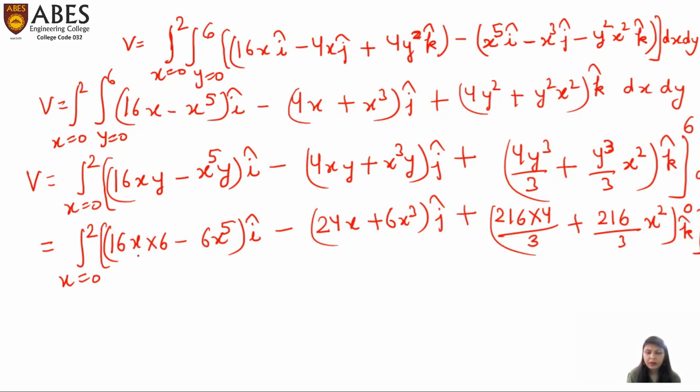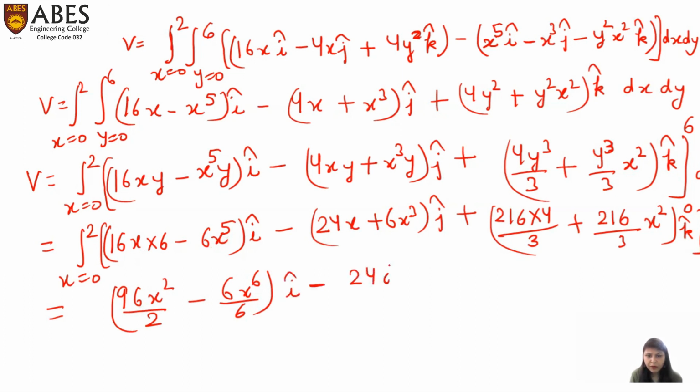And now the integration remains with respect to x. This is 96, and the integration of x will be x square by 2 minus 6 x to the power 6 upon 6. Now we are doing the integration with respect to x. This will give 24x square by 2 plus 6 x to the power 4 upon 4 into j cap, plus... Okay, this will cancel, 72.